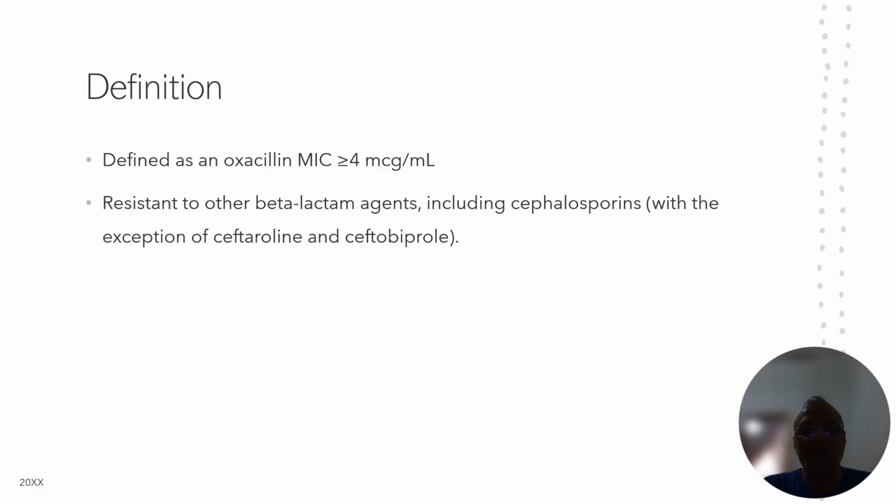How do we define MRSA organism? Infection is defined as MRSA when the Staph aureus isolate MIC is 4 or more than 4 microgram per ml. Isolates which are resistant to oxacillin or methicillin are also resistant to other beta-lactam agents, including cephalosporins, with the exception of ceftaroline and ceftobiprole, which are fifth generation cephalosporins.